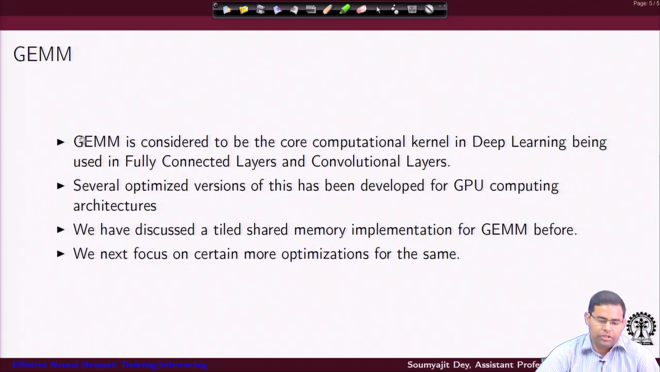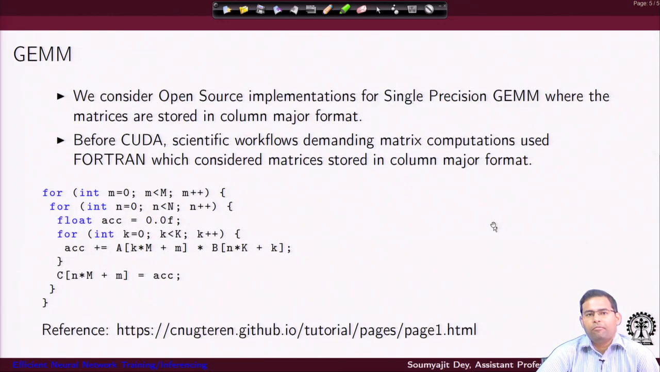That is why generalized matrix multiplication is considered to be the core kernel in deep learning, and it is used in both the fully connected as well as the convolution layers, because we have already seen earlier how the convolution operation is simply converted to GEMM by doing a simple image to column transformation. For this, there exist several optimized implementations of GEMM. Previously we discussed some tiled shared memory implementations, and we will focus a bit more on optimized versions of the same.